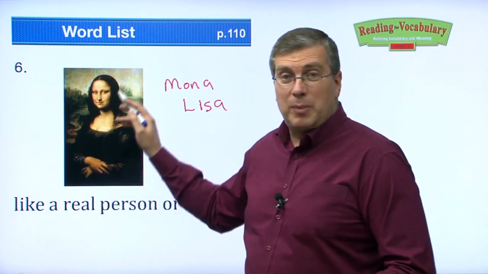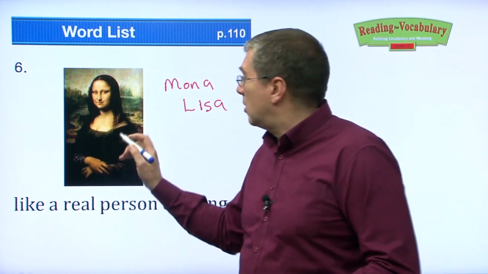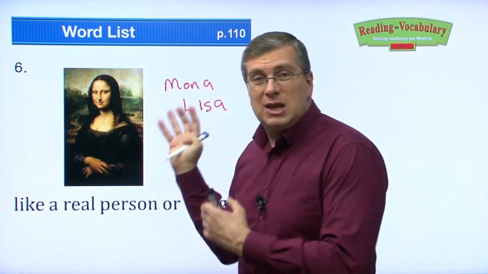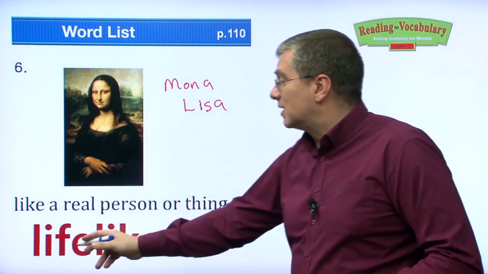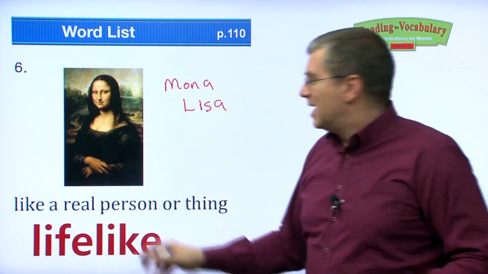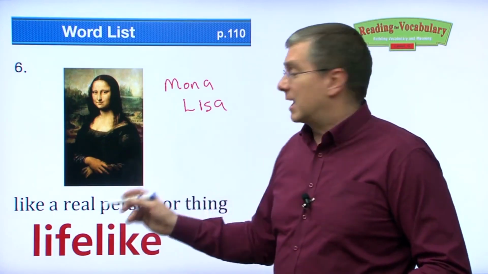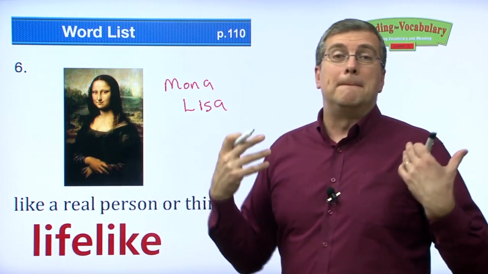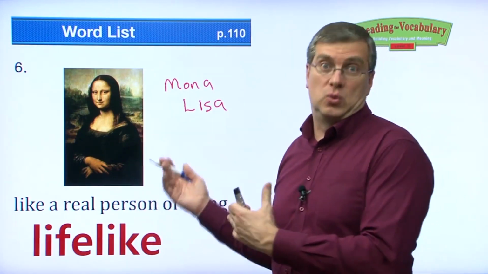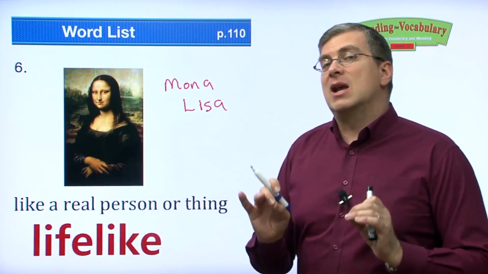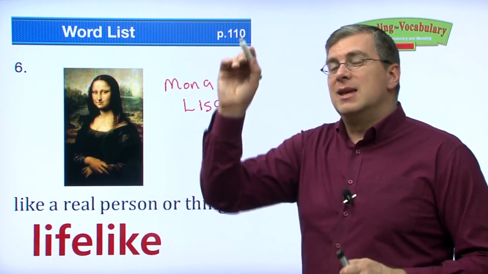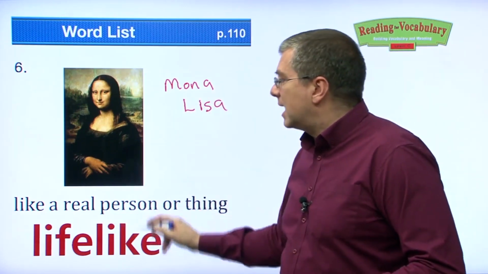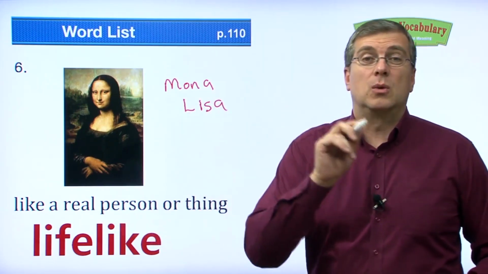Even though this is just a painting, it was painted a long time ago, and it was painted with such skill that this woman looks lifelike. It looks lifelike. I just used that word. Lifelike. It looks lifelike. Looks like a real person or thing. Of course, the woman who modeled for this painting was real, but it's amazing that the artist's skill, the talent, that the artist Leonardo da Vinci could paint such a lifelike picture of the actual woman.